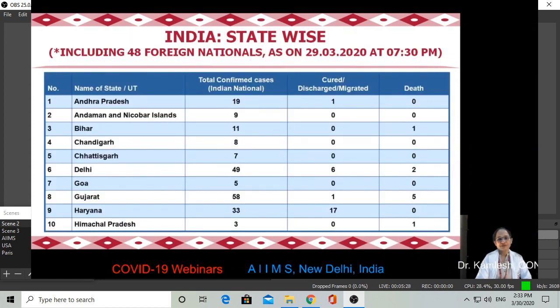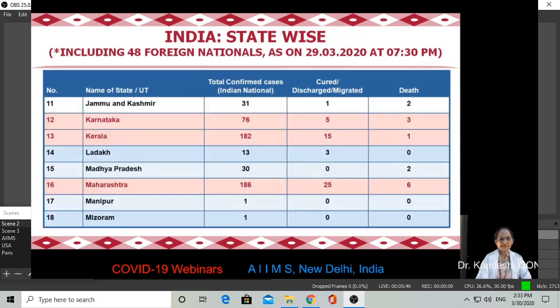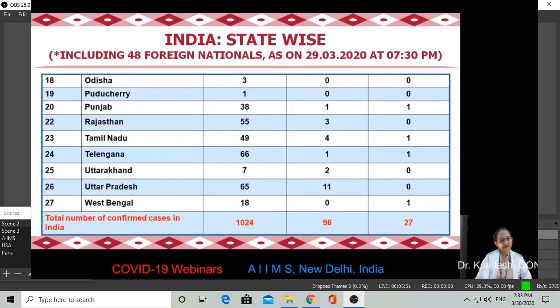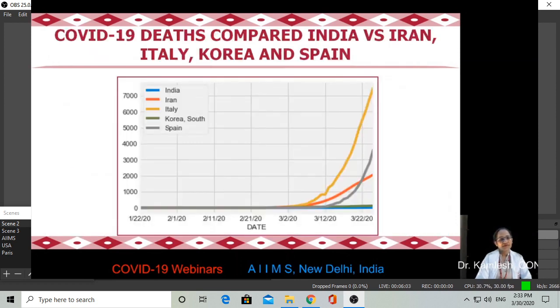Now, the state-wise status in India: almost all the states are reporting some number of confirmed COVID positive cases. But the lead is taken by Karnataka, Kerala and Maharashtra, which have reported the highest number of deaths and the highest number of COVID positive cases in the country. The total number of confirmed cases in India is 1024 as on 29th of March 2020, and 27 deaths. The COVID-19 deaths compared: India versus Iran, Italy, Korea and Spain.